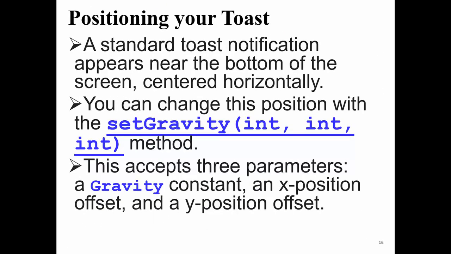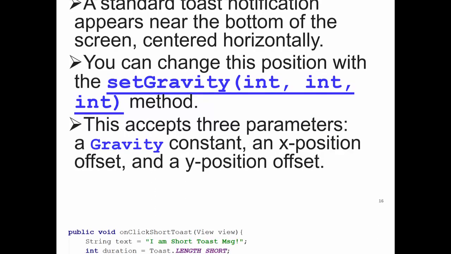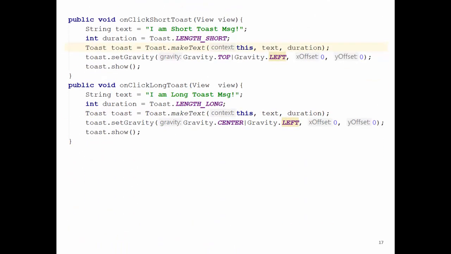Now, there is a discussion about the gravity, that is, where you would like to see this message. The default will be at the bottom of the app, but you can change that. You can make the message appear at the top, or to the left or to the right, by setting the gravity for the message. And this is the gravity. You say, I would like this message, for the short one, to be on the top, to the left. For the long one, you set the gravity to the center, then to the left.